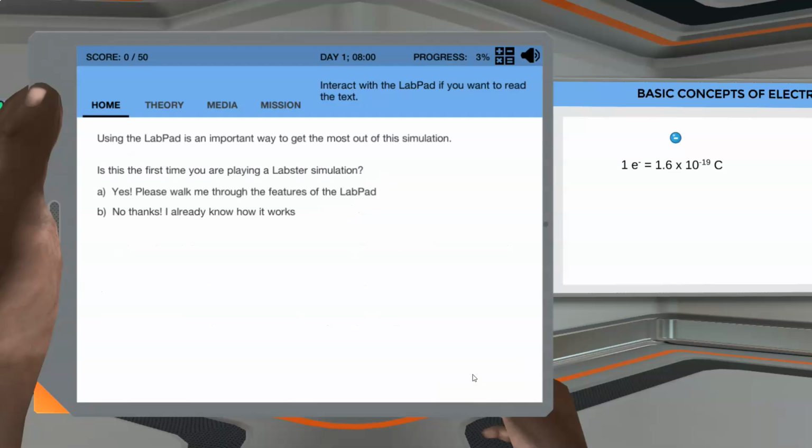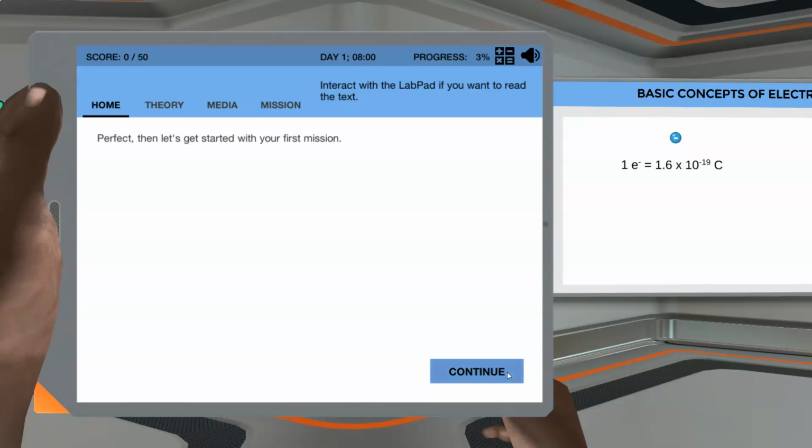Using the lab pad is an important way to get the most out of this simulation. Is this the first time you are playing a Labster simulation? Perfect, then let's get started with your first mission.